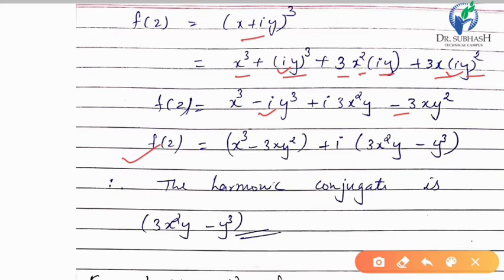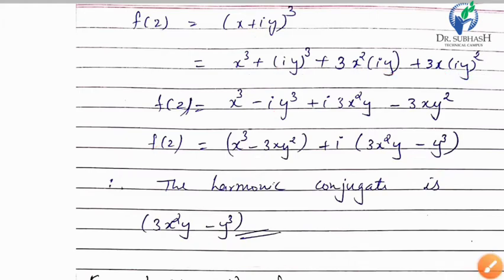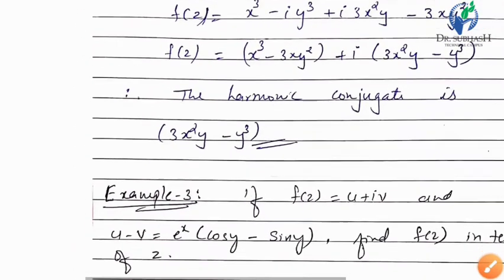Now see, we have to find the harmonic conjugate. Our given function is u equal to x cube minus 3xy square. So real part we are given, so its harmonic conjugate will be its imaginary part. So here our imaginary part is 3x square y minus y cube. This will be the harmonic conjugate of the given function.